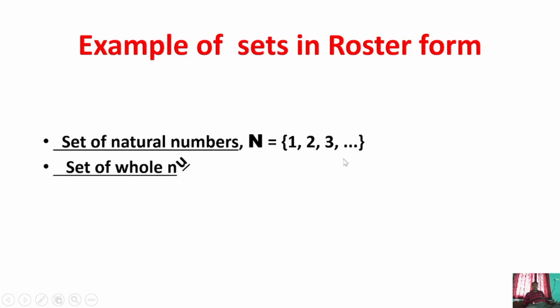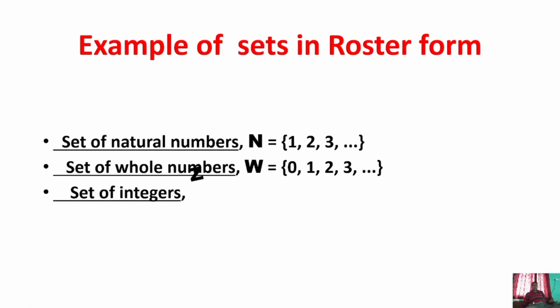A set of whole numbers, capital W, is opening curly bracket 0, 1, 2, 3, which is also an infinite set containing infinite elements. The set of integers, capital Z, is also an infinite set. So these are examples of how to write a set in the roster method. This is one of the concepts of writing a set in roster form.